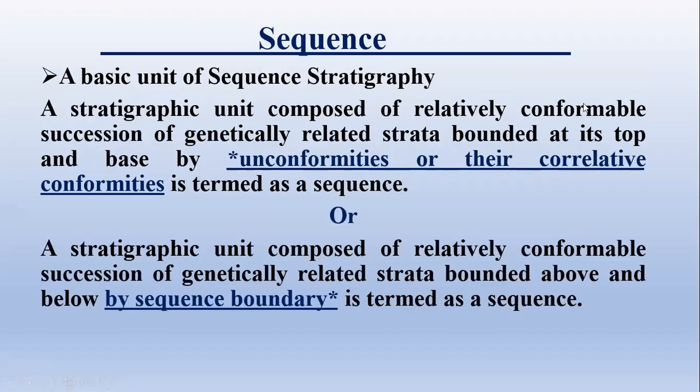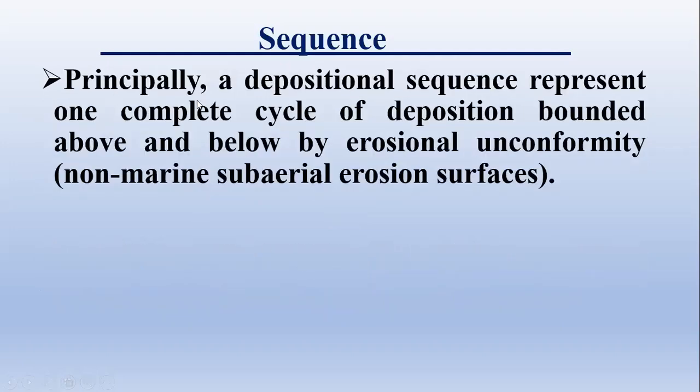Here you can say that a sequence is a stratigraphic unit composed of relatively conformable succession of genetically related strata bounded above and below by sequence boundary. And sequence boundary refers to unconformities and their correlative conformity. Principally, a depositional sequence represents one complete cycle of deposition bounded above and below by erosional unconformity or non-marine subaerial erosion surface.